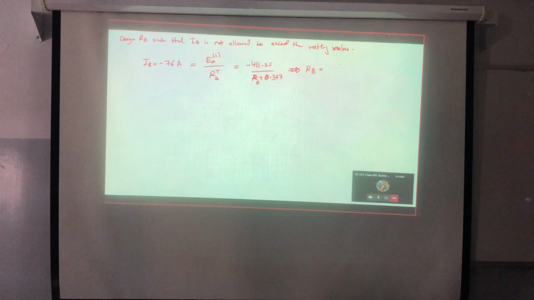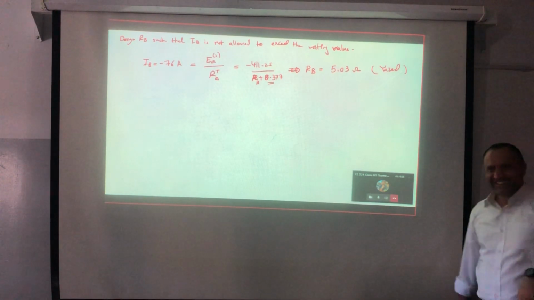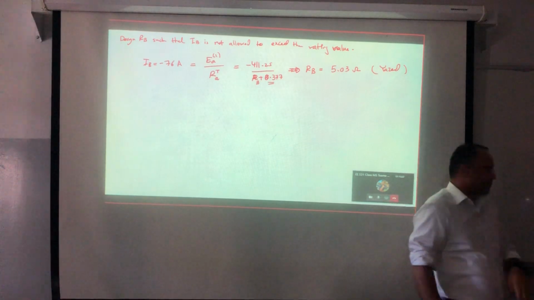Did you calculate it? 5.03. This is already RB according to this one, Yazid. So if you have any problem, call Yazid. He did the calculation. Yeah? Good. Thank you.